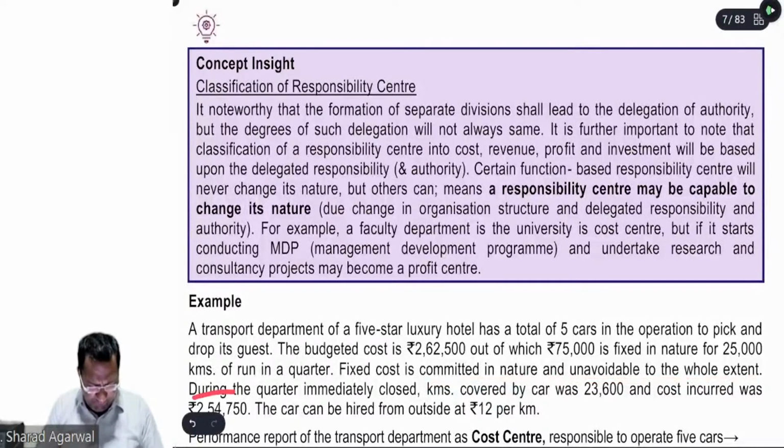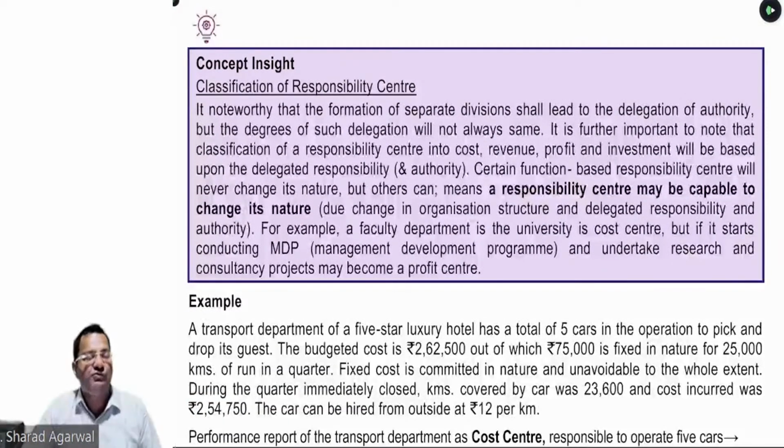During the quarter, kilometers covered by the car were 23,600 and cost incurred was 2,54,750. तो बताइए बेटा इसका परफॉर्मेंस, if the transport department is considered as a cost center, whether the performance of the transport department is favorable or adverse.